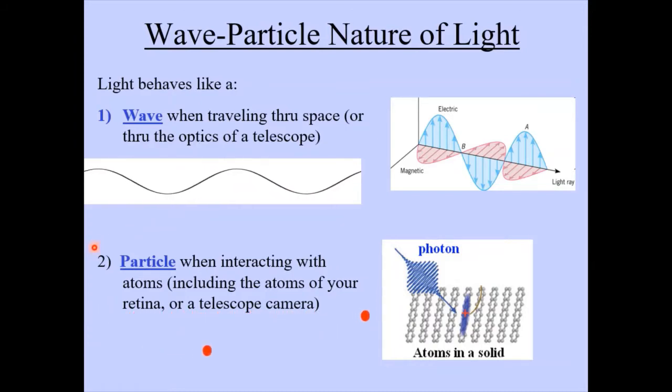However, light behaves like a particle. Now these are photons, right? This is here showing a photon modeled as a little wave packet. So light behaves as photon particles when interacting with atoms, including the atoms in your eye or the atoms in a telescope camera or even in the digital camera in your smartphone. So in this sense, we think of light as a stream of photons.